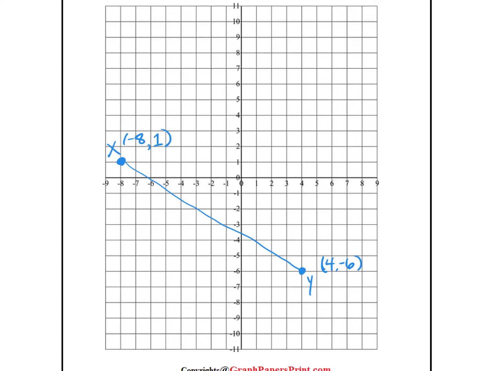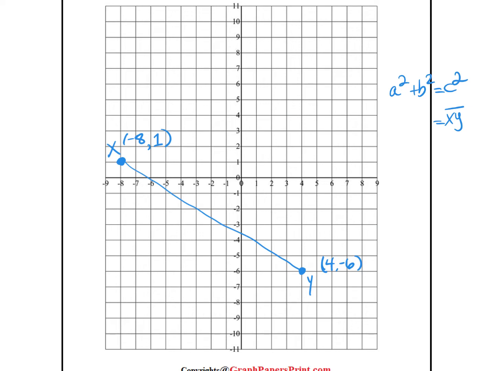So here I plotted the points, negative 8, 1, and 4, negative 6, okay? And using Pythagoras' theorem, we know if we do a squared plus b squared equals c squared, we can get the distance. And of course, c squared is the length of xy. So we're going to draw our right triangle.